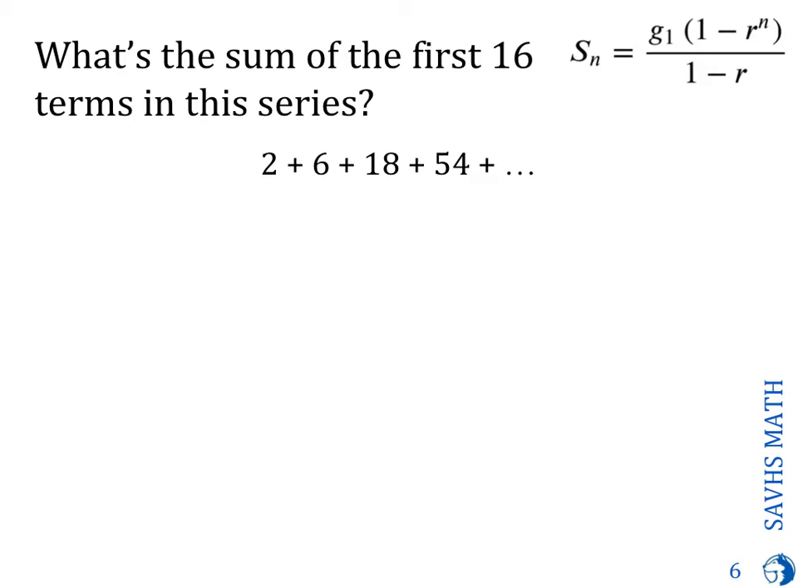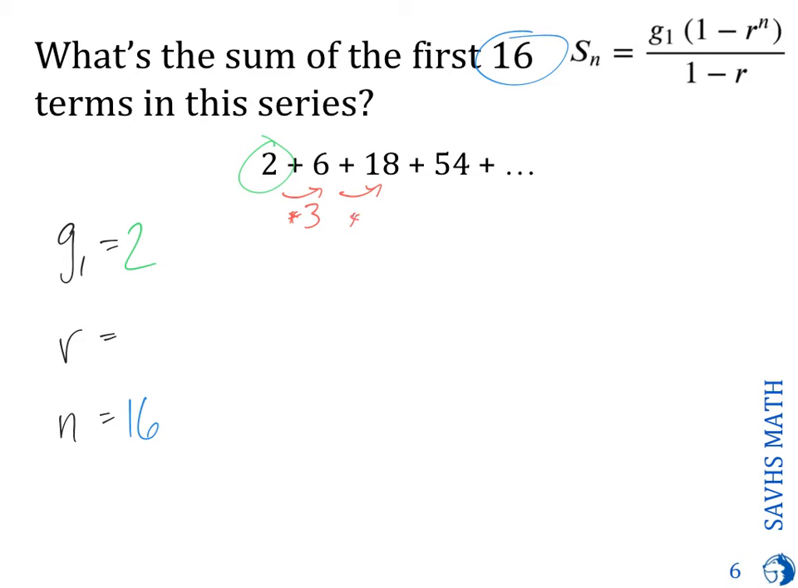Very similar problem here. I just need to identify what G1 is, what R is, and what N is. Okay, wait. What is G1? G1 is my first term that's given to me. What is the number of terms that I'm adding? That's 16, so N is 16. What's my common ratio? That's the thing that I multiply by to get from step to step, and I can see that this one is 3. And so my common ratio is 3.